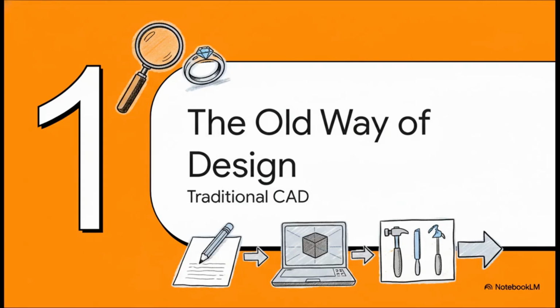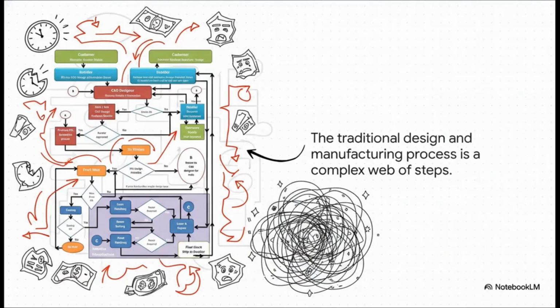To really get why this new way of thinking is such a big deal, we gotta look at the old way first, that traditional process that, well, designers know all too well. This flowchart just says it all, doesn't it? It perfectly captures the friction in the old system. You'll notice it's not a nice, clean, straight line. It's a maze of feedback loops. See all those arrows pointing backward that say return to CAD designer for redo? Every single one of those means lost time, lost money, and a whole lot of frustration.